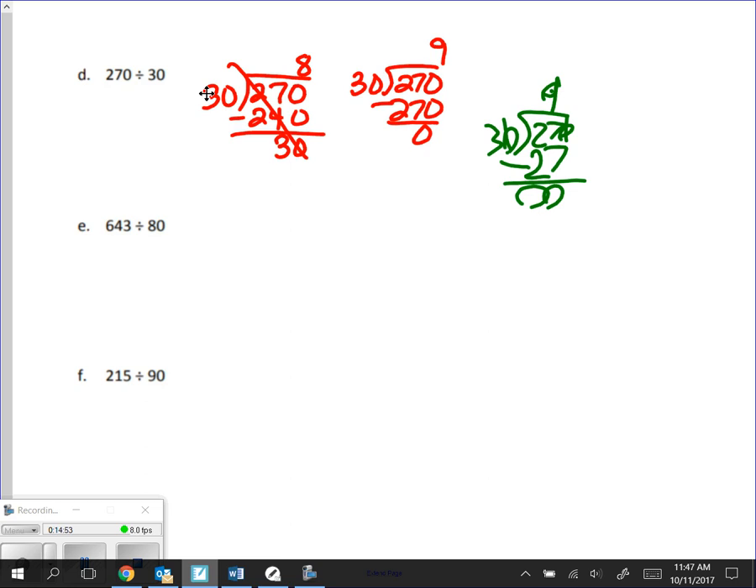You take off the zeros on both sides because there was a 0 here and a 0 there. So you could essentially just have 27 divided by 3, which is 9.